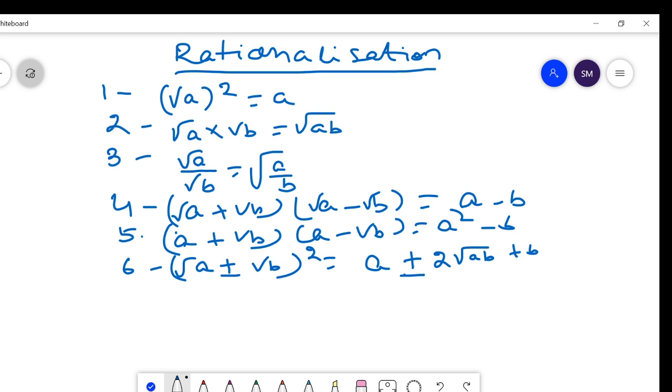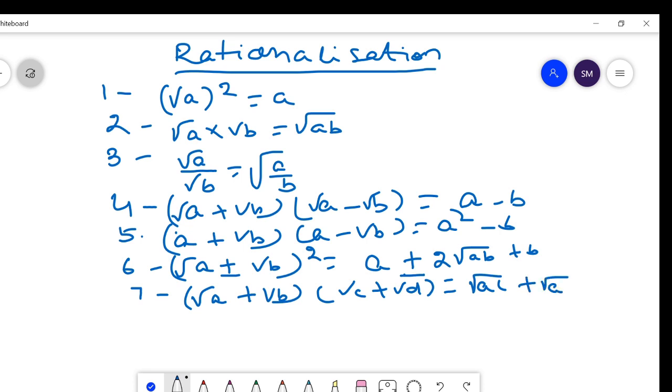Then seventh identity, root a plus root b into root c plus root d is equal to root ac plus root ad plus root bc plus root bd.